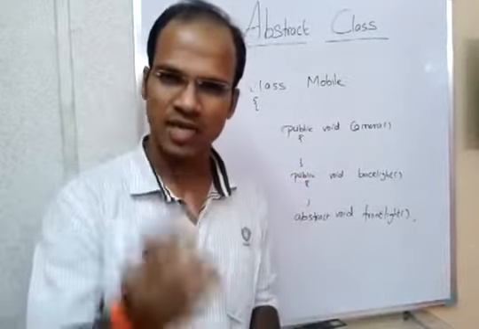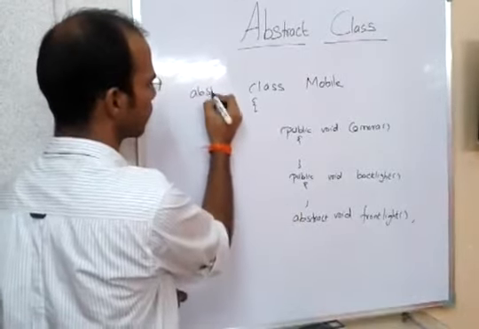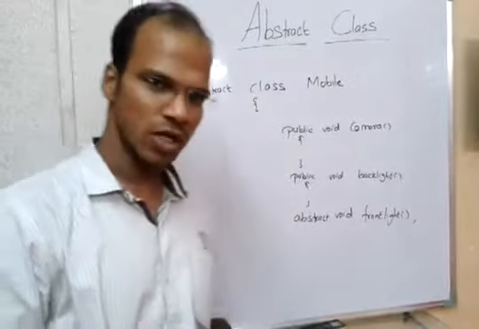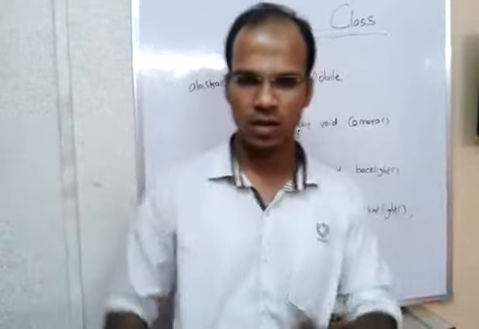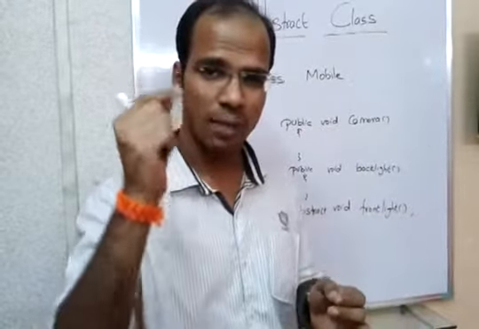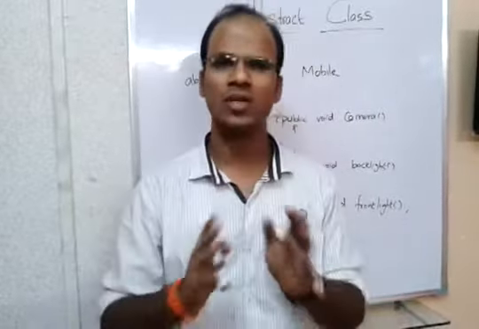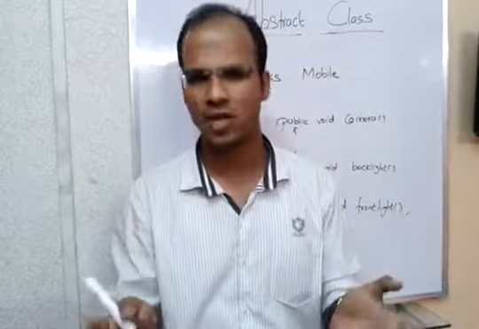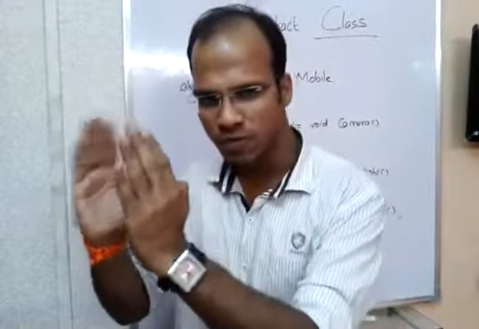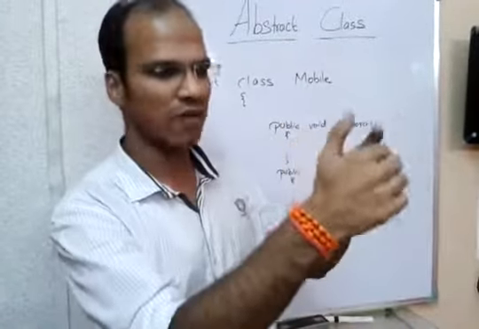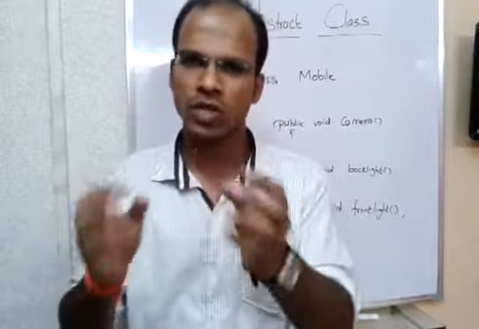Now a class which has at least one abstract method is called an abstract class. So in short, a method which is only declared is called an abstract method. A class which has at least one abstract method is called an abstract class. Now the features: you cannot create an object of an abstract class. It's so simple. You want to create a mobile phone object. You have a concept which has a front light.